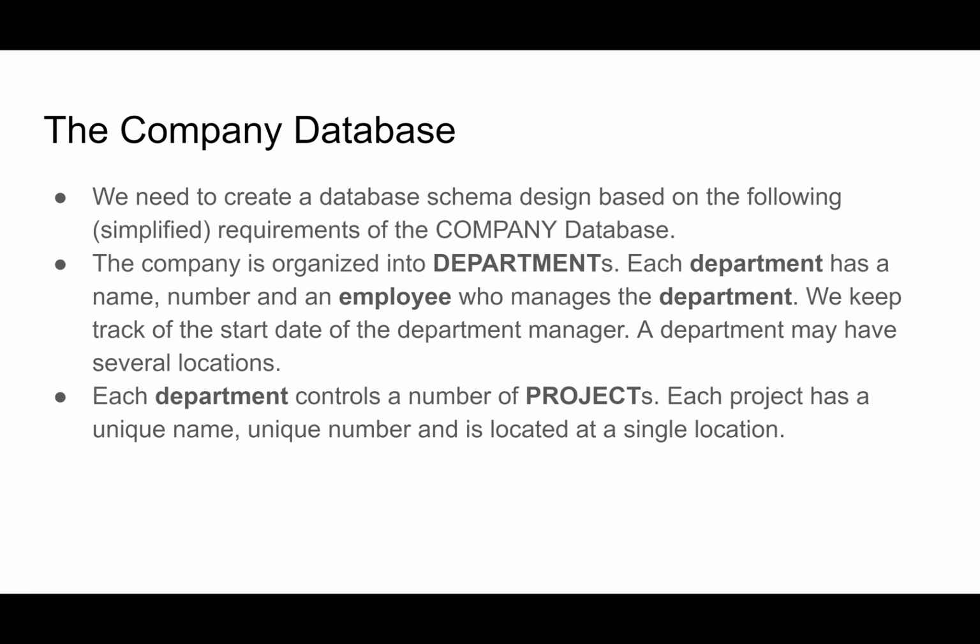So first, we need to create a database schema design based on the following. Okay, so the company is organized into departments. Each department has a name, number, and an employee who manages the department. We keep track of the start date of the department manager. A department may have several locations. Each department controls a number of projects. Each project has a unique name, a unique number, and is located at a single location.